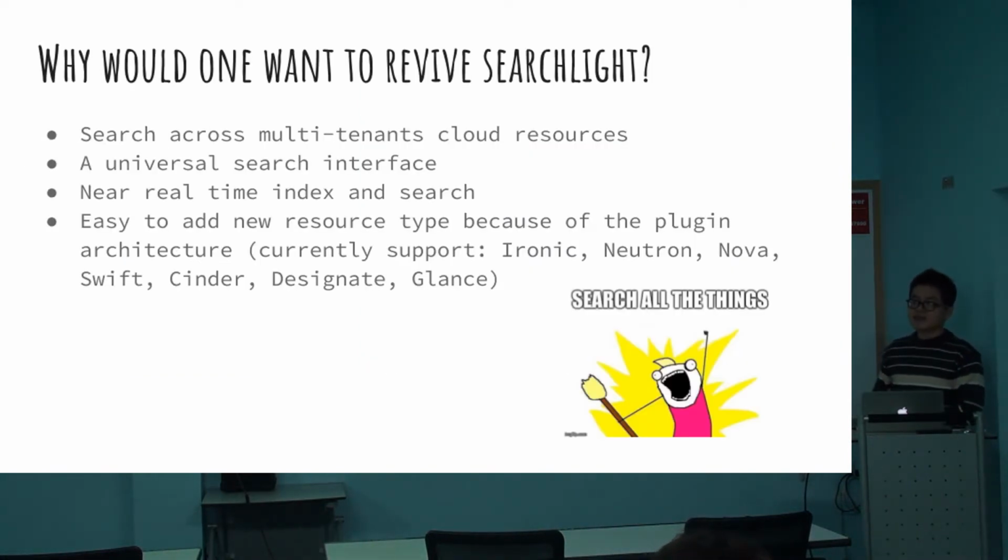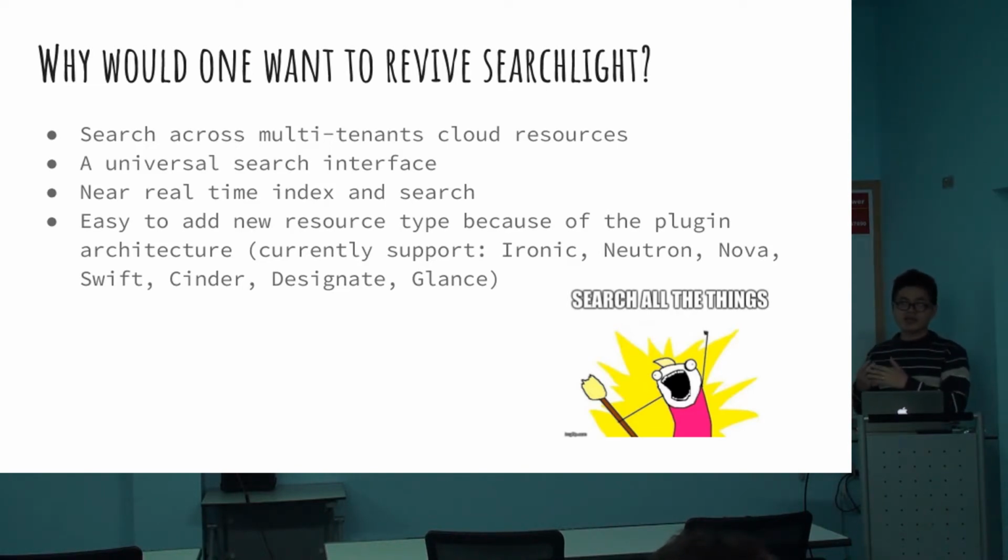Before the Stein cycle, I had no idea about Searchlight. I had no experience working with Searchlight or any part of it, except for some experience in other projects. But I think there are some values that are very useful. I think it's the future of cloud computing. Instead of going to each service like Nova or Neutron to get the information you want, you go to Searchlight and search. There's only one interface, and you search everything. It's like Google or Naver for OpenStack or cloud computing. That's very useful, I think.